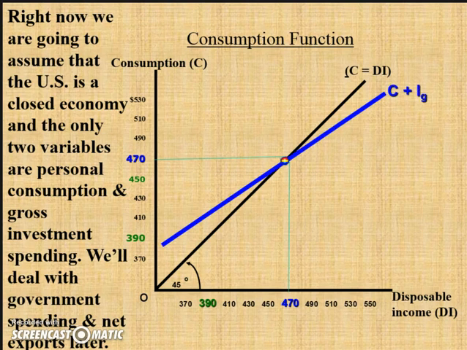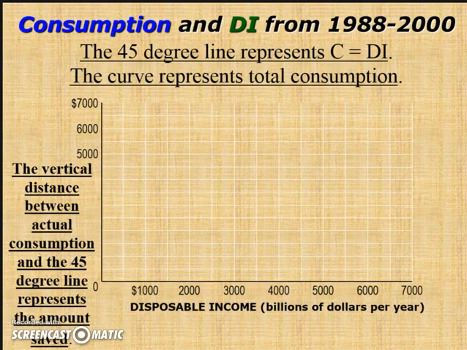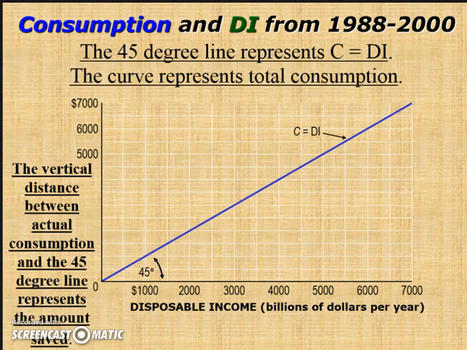And here is the graph. Right now we're going to assume that the U.S. is a closed economy and that the only two variables are personal consumption and gross investment spending. We'll deal with government spending and net exports later. This is an example from 1988 to 2000. It's consumption and disposable income. The 45-degree line represents consumption equaling disposable income. And the curve represents total consumption. The vertical distance between actual consumption and the 45-degree line represents the amount saved.